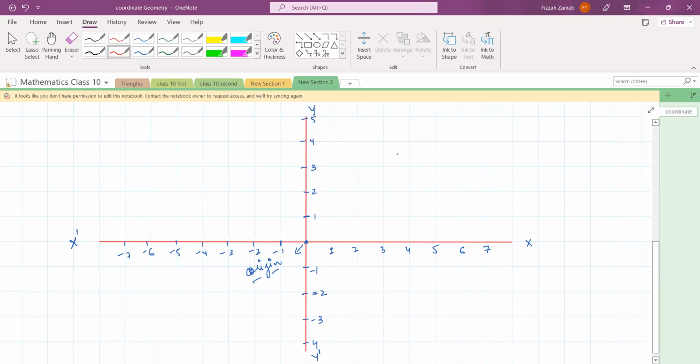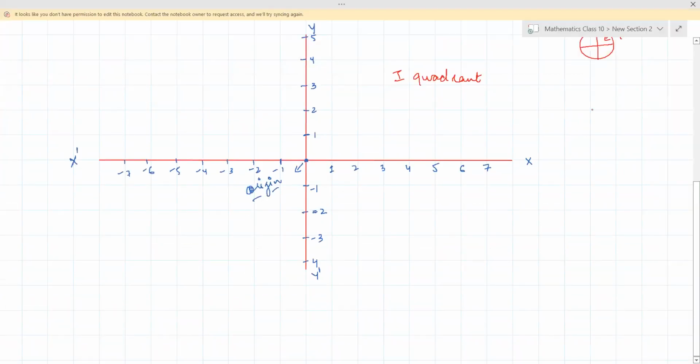Now this system has 4 quadrants. This is the first quadrant. The name quadrant comes from quarter. Basically, we are dividing 1 into 4 parts, right? So this is 1/4 of it. Understood? Like a quarter plate we order in a restaurant, right? So this is the first quadrant.